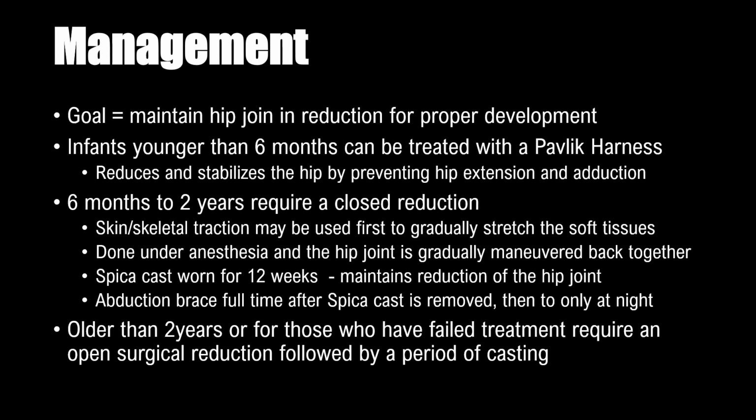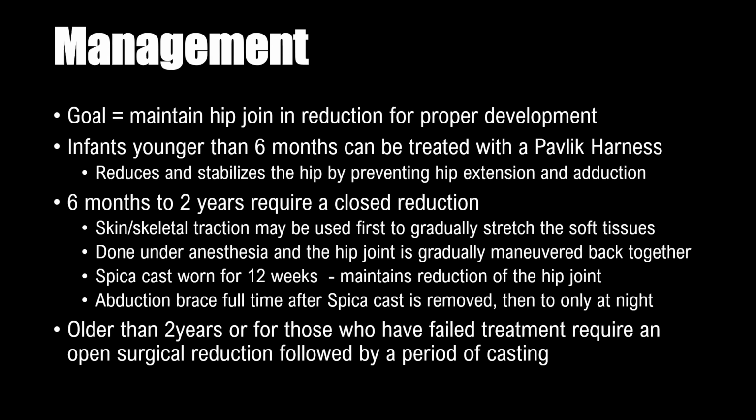In management of hip dysplasia, our main goal is to maintain the hip joint in reduction for proper development. There are three different things that we can do. For infants younger than 6 months, they're typically treated with a Pavlik harness, and this reduces and stabilizes the hip by preventing hip extension and adduction.